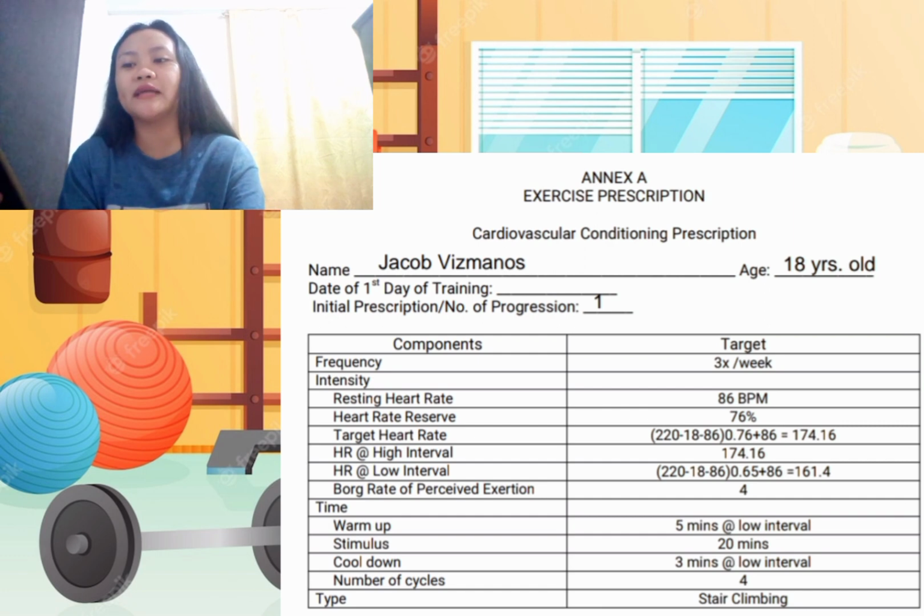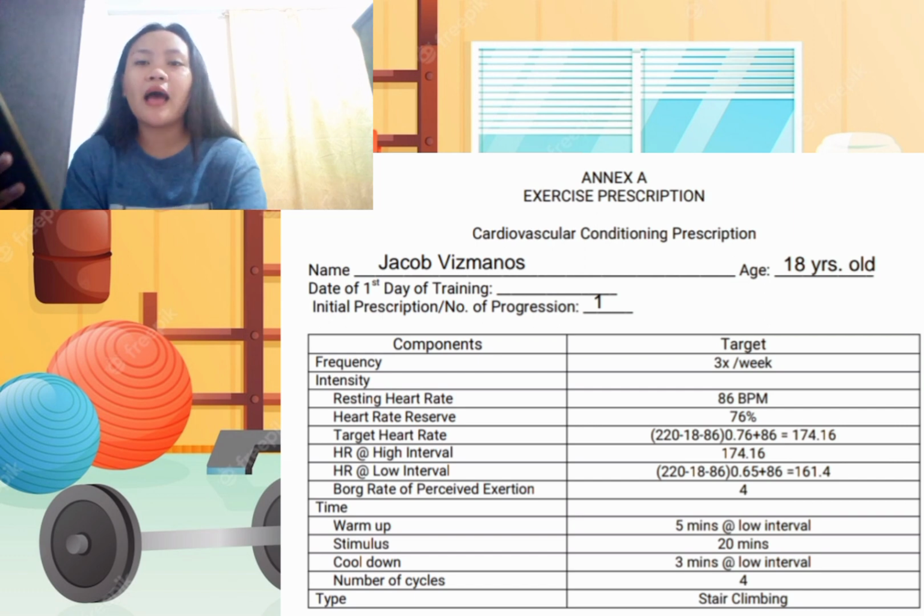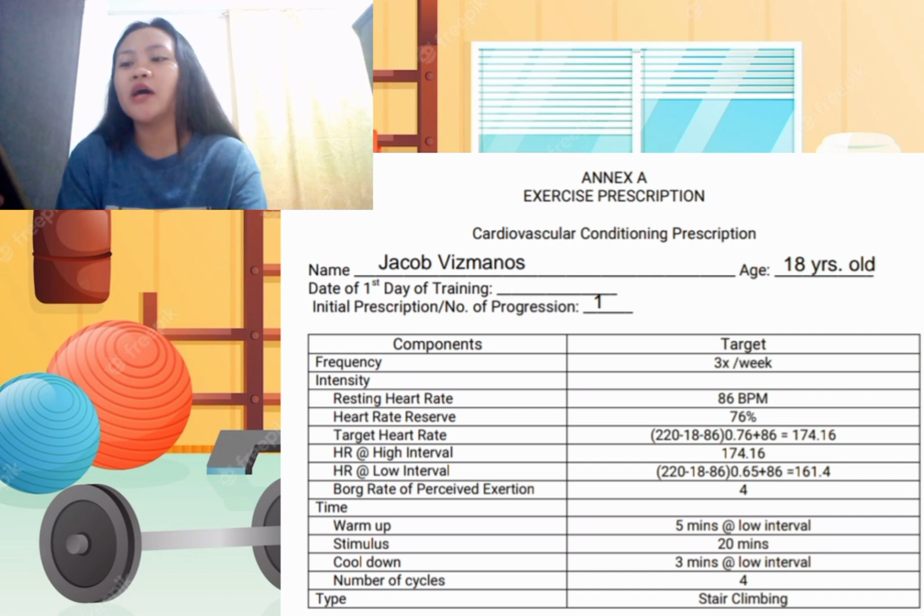Under the intensity components, we have here the resting heart rate. We got 86 beats per minute. And for the heart rate reserve, we put here 76%, since, as I've said, we must follow the standard. The 76% is actually under the moderate intensity. Next is the target heart rate. We have here the formula.